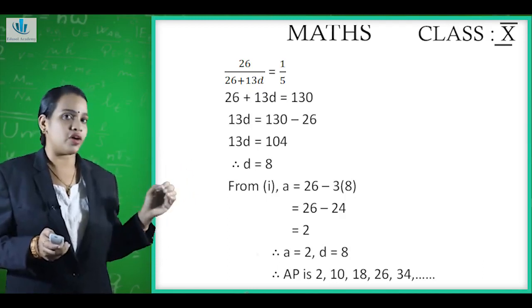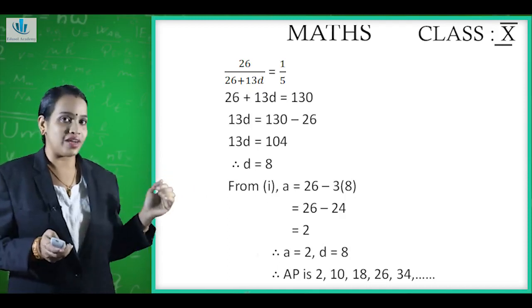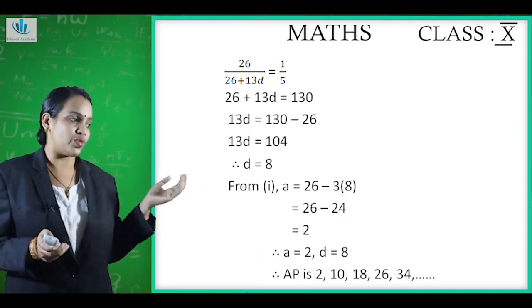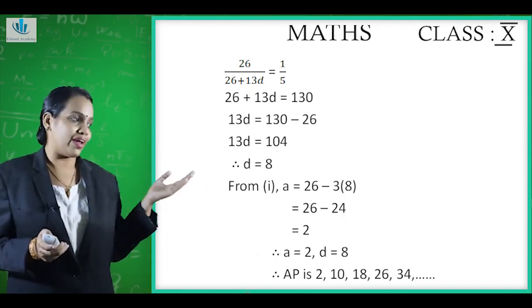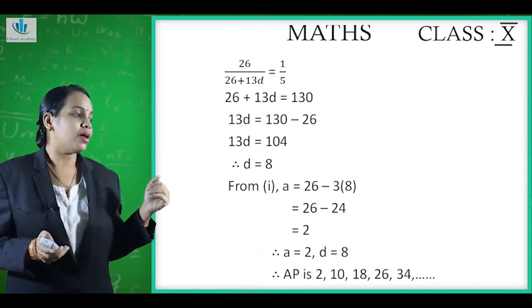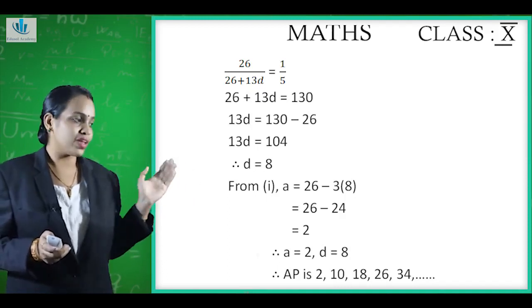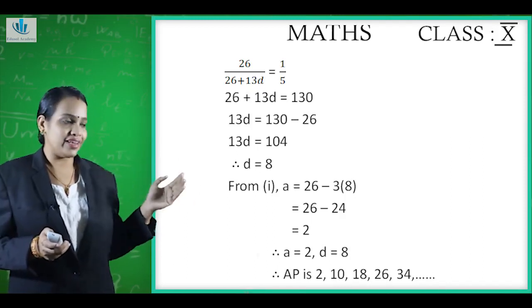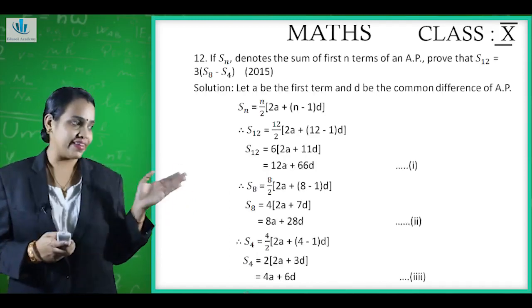Now from the equation 1 we can put the value of a. So we will get a is equal to 26 minus 3 into 8, which is equal to 26 minus 24, which is equal to 2. Now we got the value of a and d, so we can make the arithmetic progression. So it will be a is equal to 2, d is equal to 8. So our AP will be 2, 10, 18, 26, 34. Now we'll see the next sum.